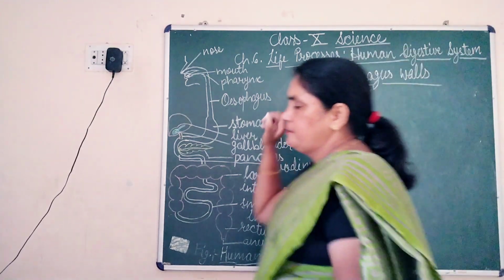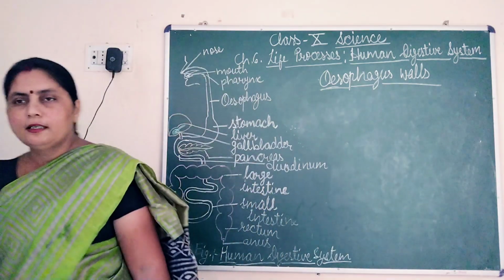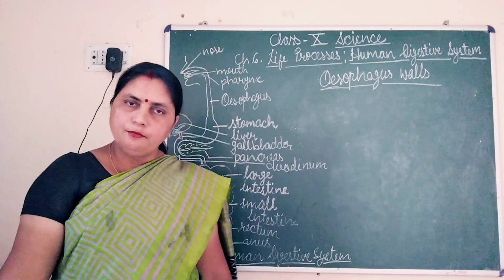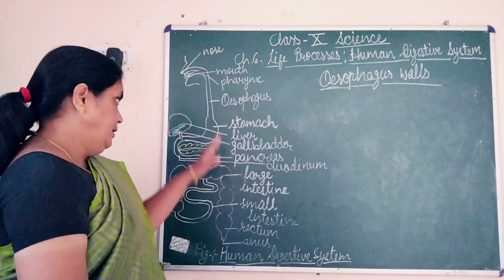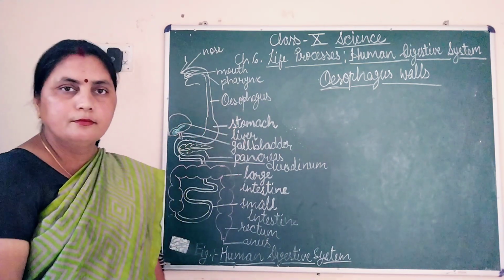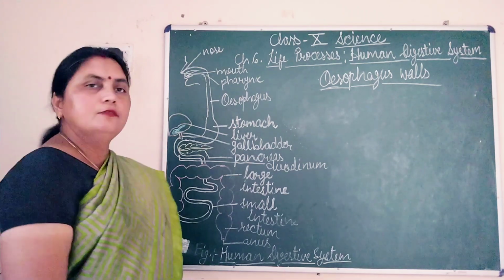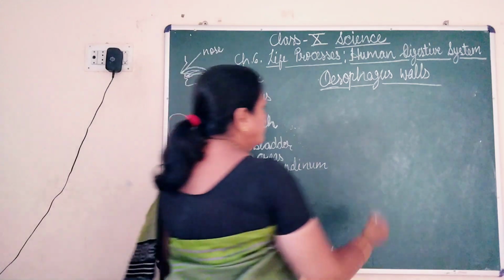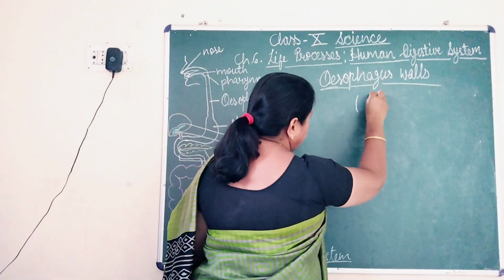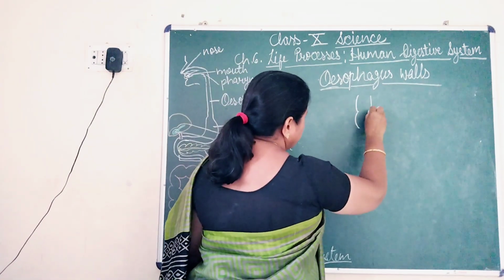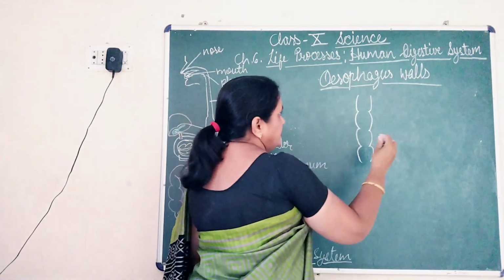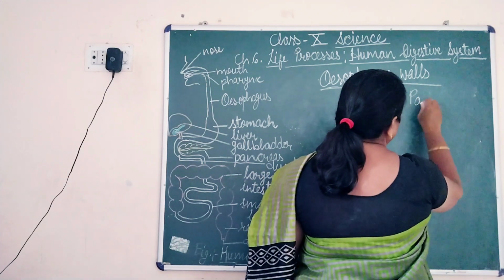You know children, wherever muscles are there, there will be some movement. Muscles contract and relax, due to which some movement occurs. So in esophagus wall also some muscles are there, due to which some movement occurs. And what is that movement and what happens by that? This movement is known as peristalsis.